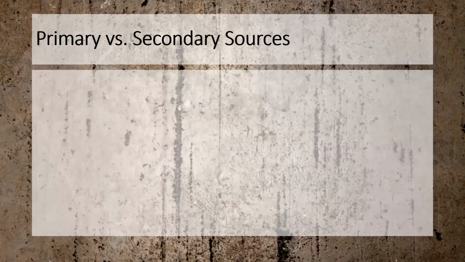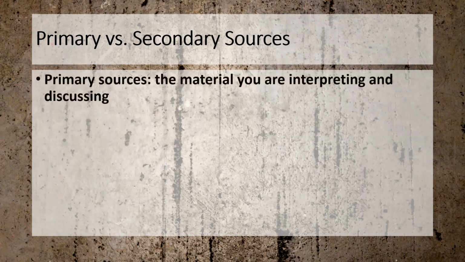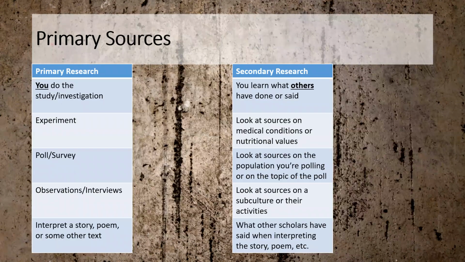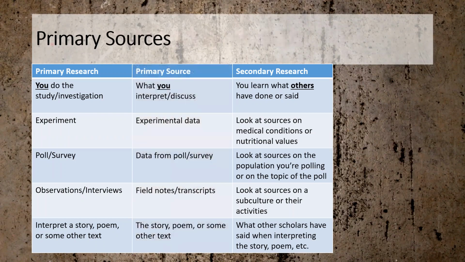Tied to primary and secondary research is primary and secondary sources. Primary sources are the material you are directly interpreting and discussing. So if you did an experiment, that's primary research. So your primary source would be your experimental data, right? The actual notes of the results from your experiment, or the data from your poll or survey, or the notes you took when you were doing observations, or the transcripts and notes from your interviews.